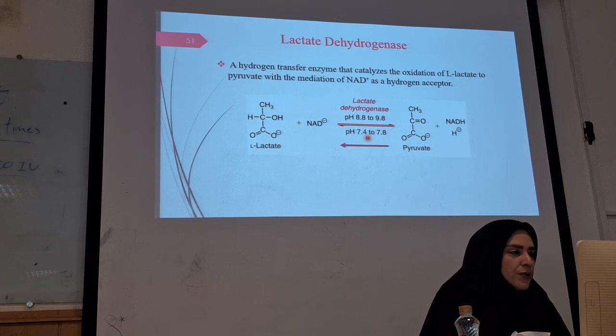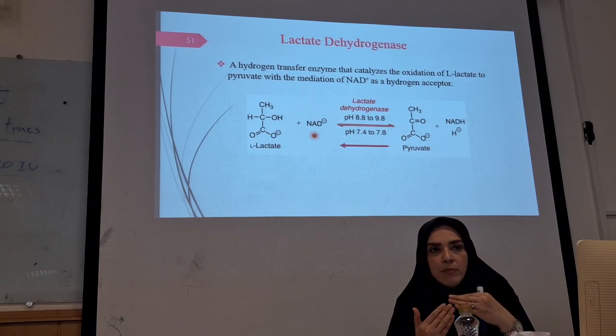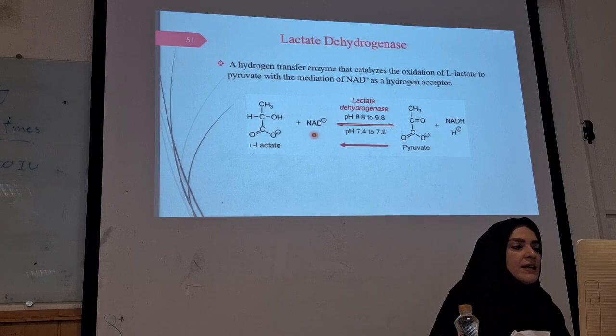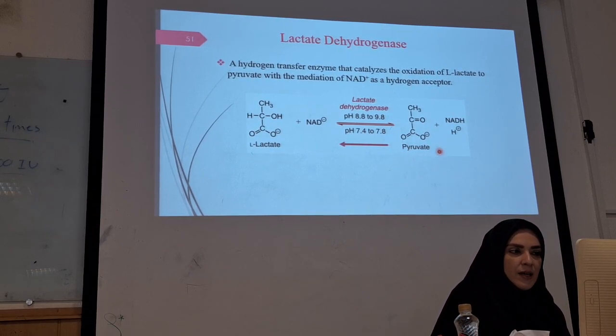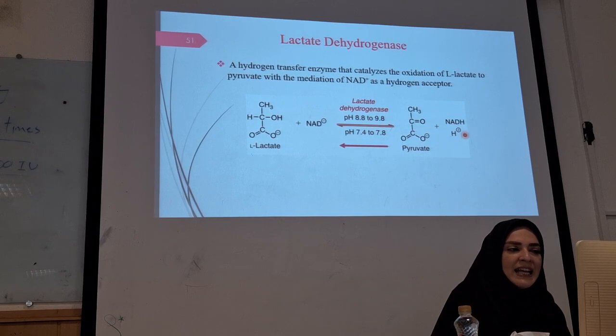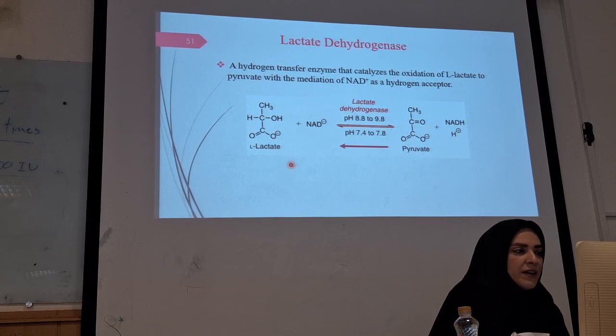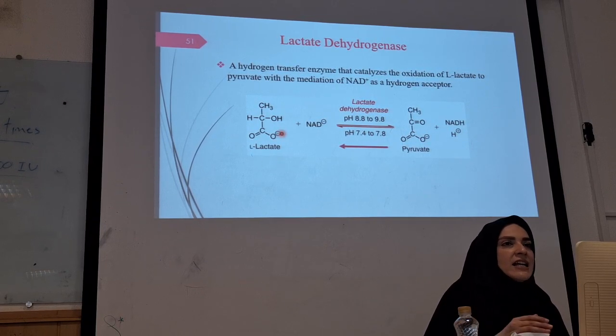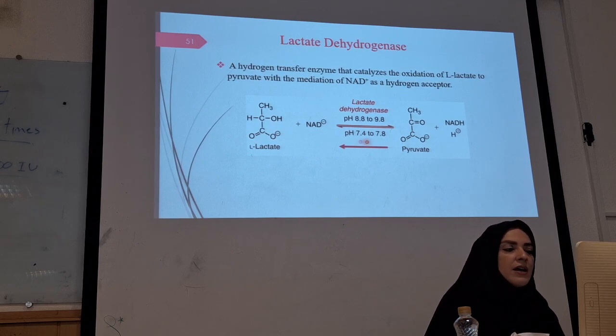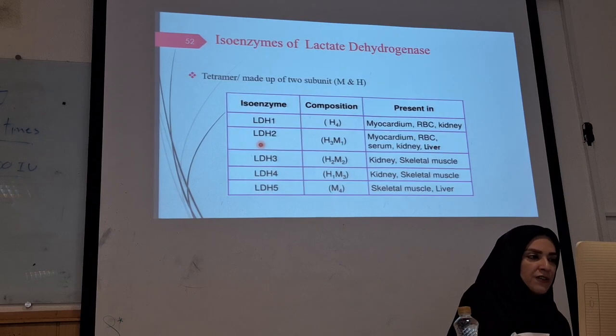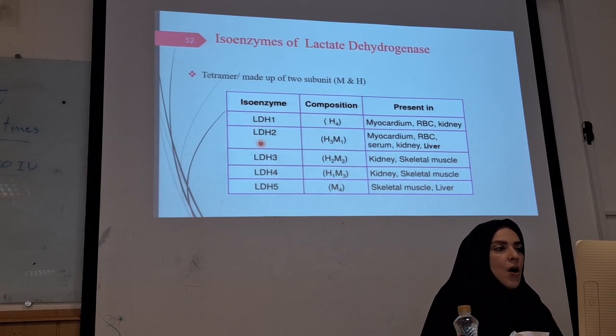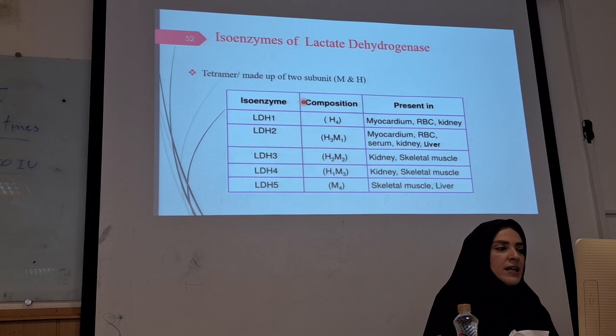7.4. It's near to actually reverse reaction. So, normally in our body, the reduction of the pyruvate by means of NADH as a cofactor to form lactate is favored. So, the reverse reaction is favored normally in physiological situation. What is the tissue distribution?